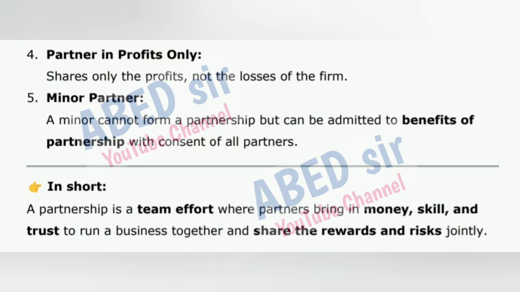5. Minor partner. A minor cannot form a partnership but can be admitted to benefits of partnership with consent of all partners. In short, a partnership is a team effort where partners bring in money, skill, and trust to run a business together and share the rewards and risks jointly.